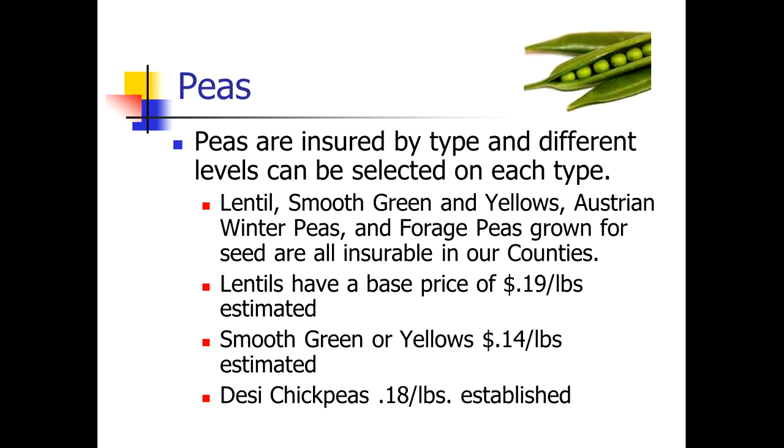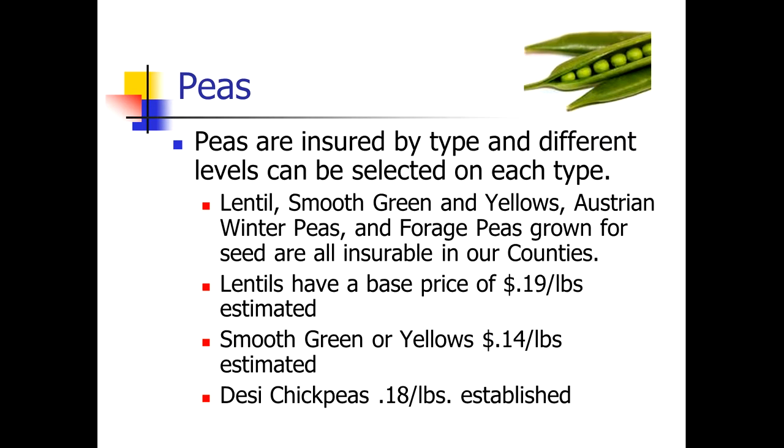And I forgot to add into this slide, but chickpeas now are also insurable in pretty much all of our counties. I just estimated these base prices as this presentation is being done before the price is settled out, but lentils have a base price of 19 cents a pound. The smooth green and yellows, like I talked about at the beginning of this presentation, actually ended up being 16 cents a pound for this year, which is like $9.50 a bushel.